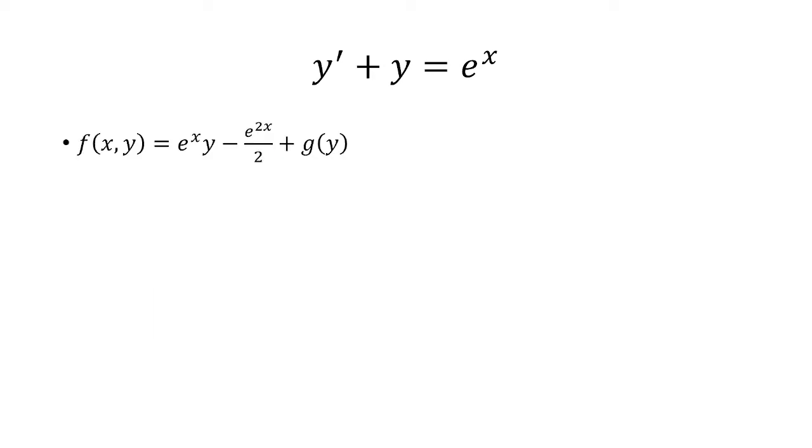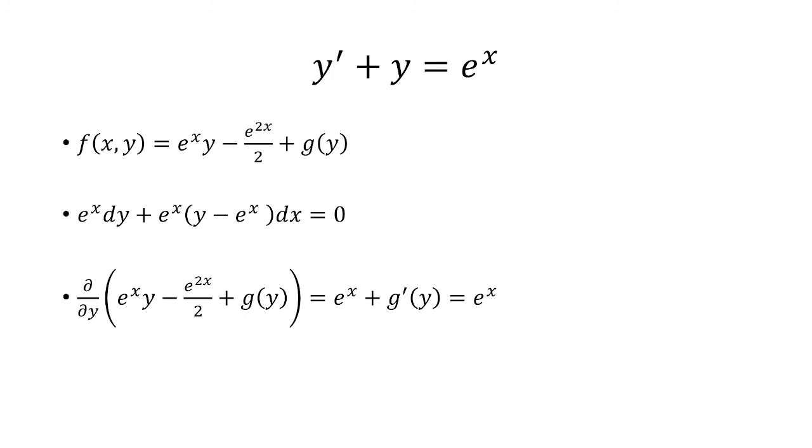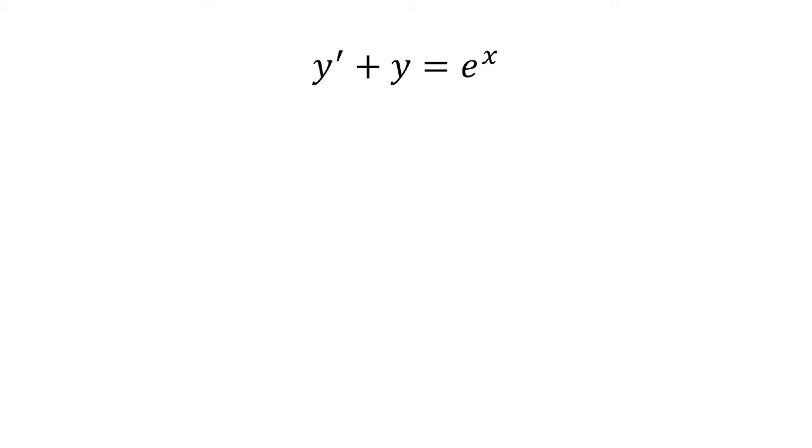Take the derivative now with respect to y and compare that to e to the x. So I get e to the x plus g prime of y as the derivative equals e to the x. So that means g prime of y is 0, or in other words, g of y is a constant. So I go back to f of x,y. I say it's equal to e to the x times y minus e to the 2x over 2 plus a constant. Remember, we let f of x,y equal to a constant be the solution.